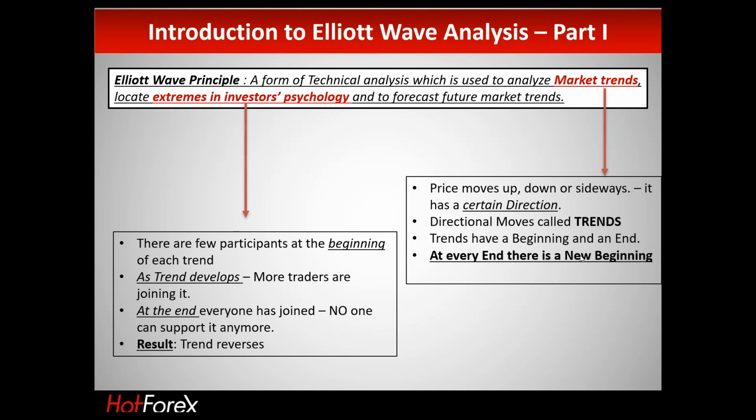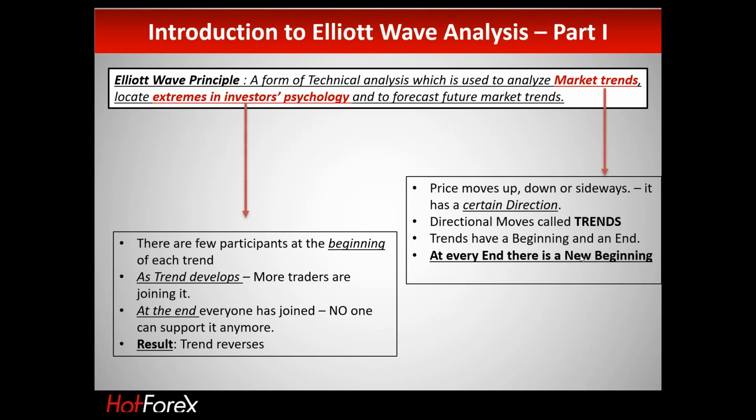If it is continuously going upwards and upwards, we have an uptrend. So these directional moves are called trends. However, every single trend, either in an hourly chart or in a daily chart or in a monthly chart, has a beginning, but it also has an end, right? If you're in an uptrend, at some point it will end and you will turn to the downside. So at every end, there is a new beginning. The markets are never stopping. They are going up, down, sideways. They never stop.